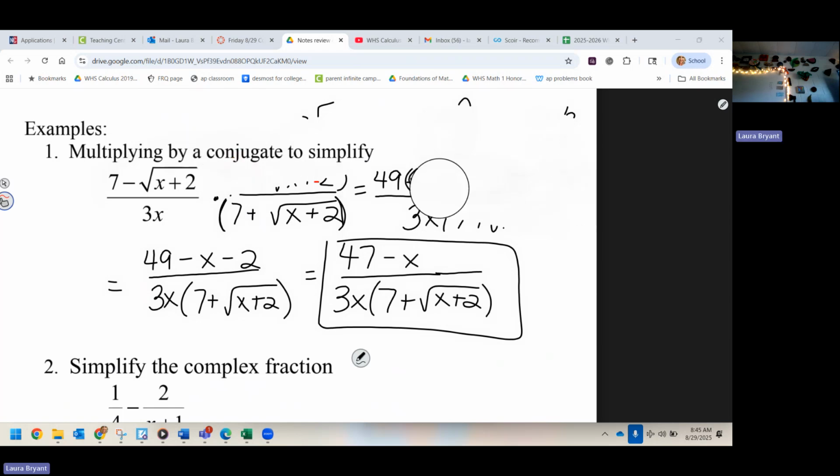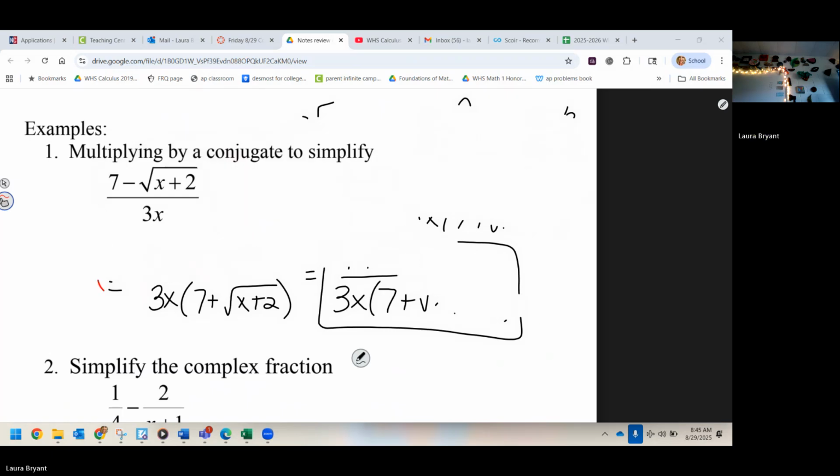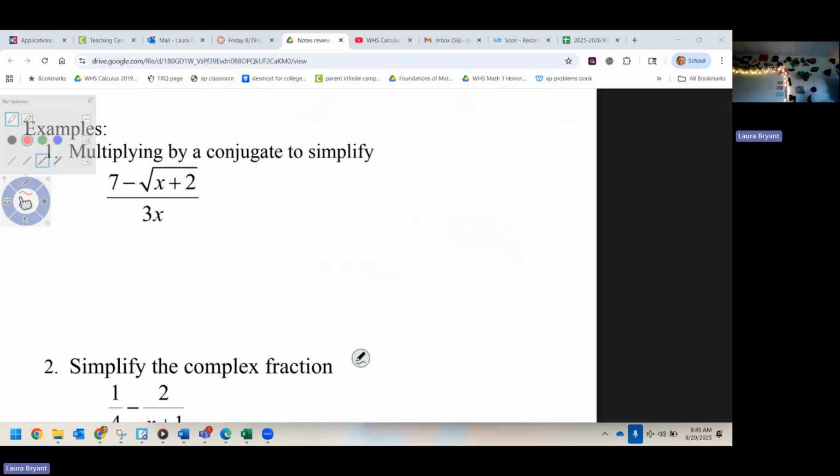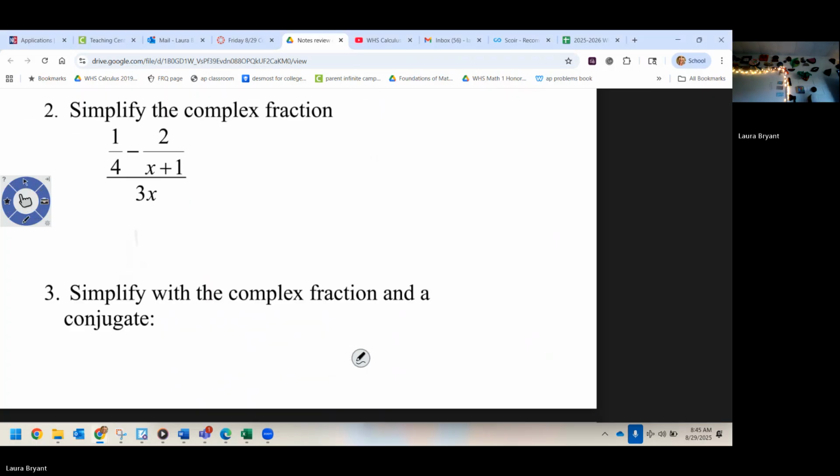All right, second problem is complex fractions, and this will come up a lot, like almost every problem probably. Oh, it won't let me change.